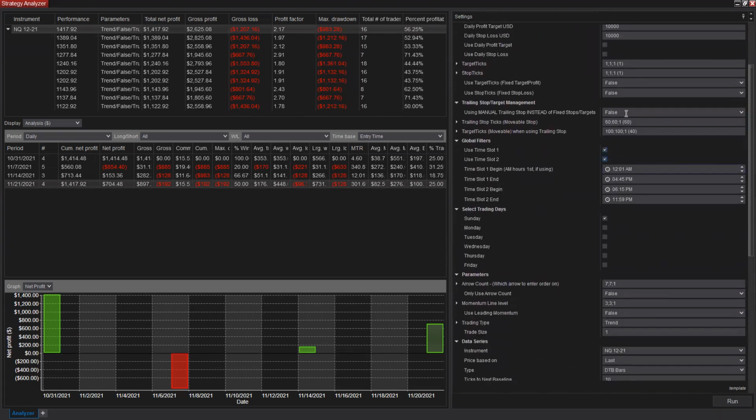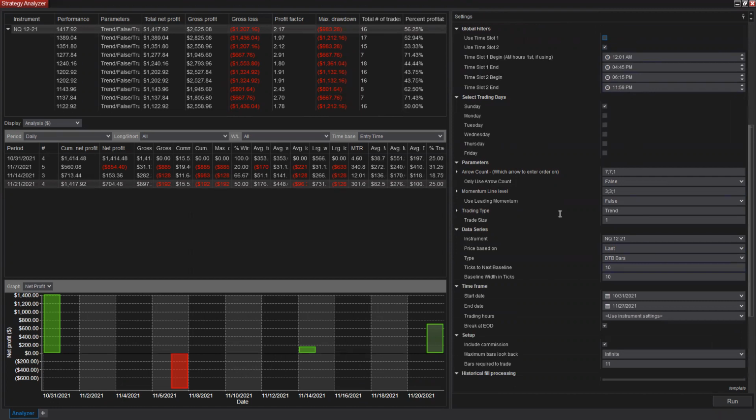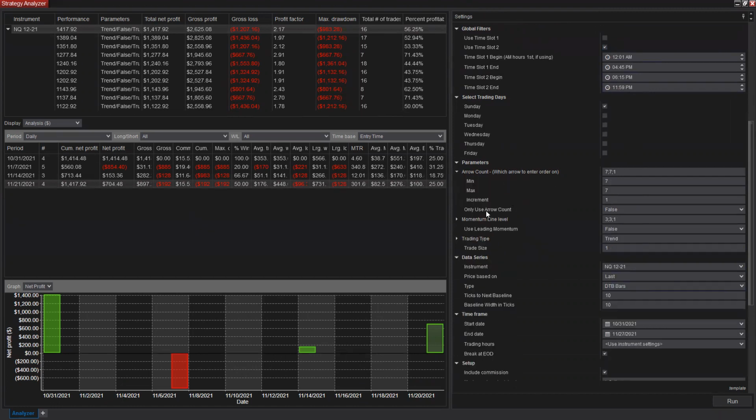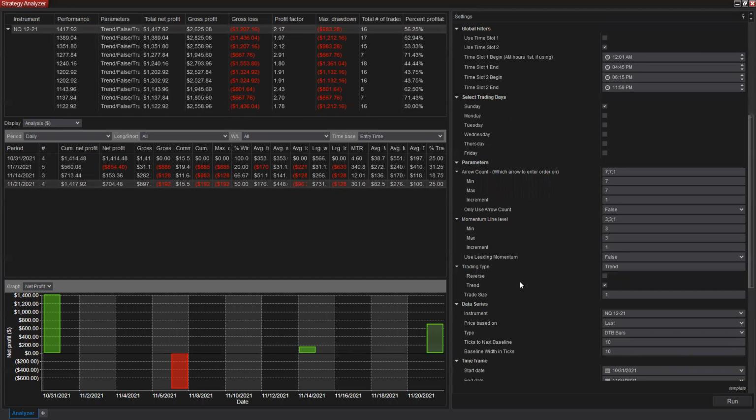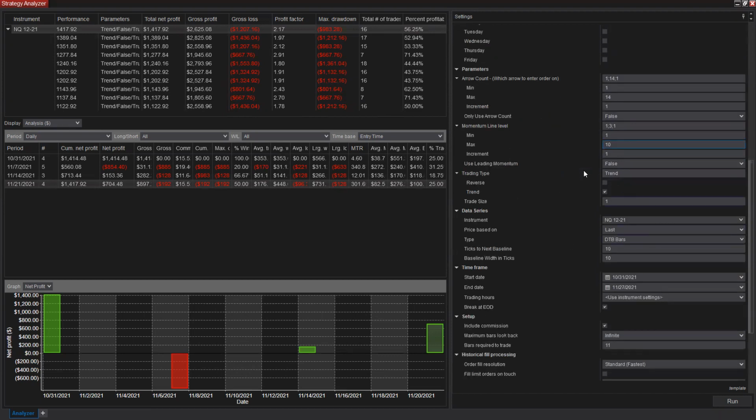We can choose that 6:15 to 11:59 for Sunday. Let's do the arrow count and the momentum line level. With this one, you can also optimize for trend and reverse. That's the cool thing with this: you can do reverse entries. So what's arrow count? 1 to 14. And momentum, we can do 1 to 10. These are the values that you would use for this strategy. Now, I'm going to run this first.